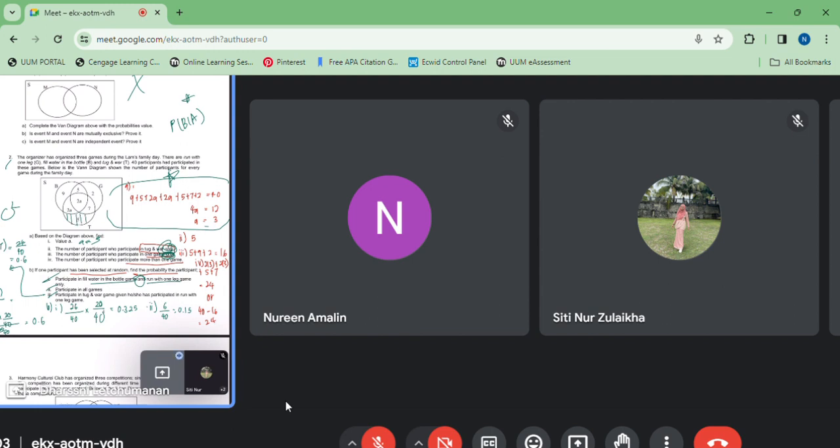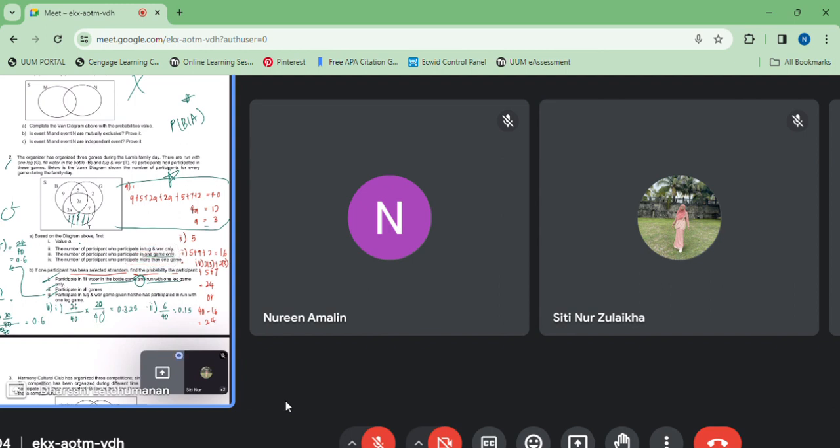You might ask me, why not this? This one is already together with one leg and T. This one is already together. Can you see them intersect? Yes. So "only" means just that part of the game with no intersection. So the answer is 5. The number of participants who participate in one game only.